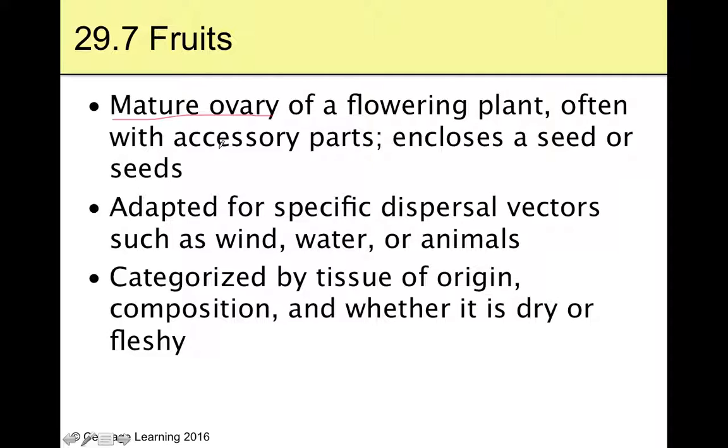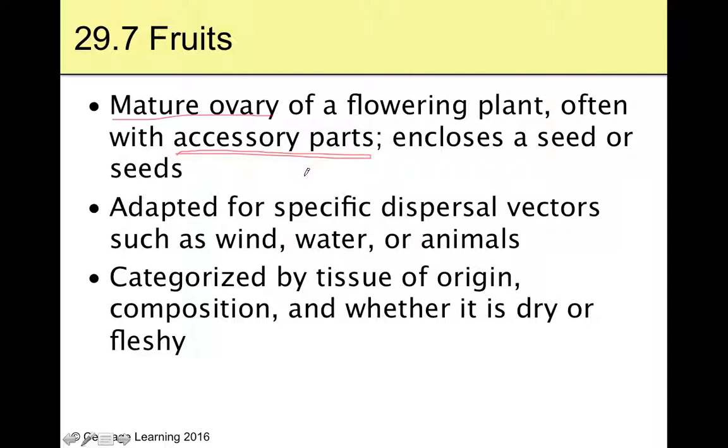These often have accessory parts. With the fruit, you might still find sepals attached, like with strawberries. You know, those little green leaves. Those are the sepals from when the strawberry was a flower. And they're still there. The stem might still be attached, like in the squash and zucchini. There's an example of those. Sometimes the receptacle can grow very large, and a lot of the fruit can actually be the receptacle. And these are going to enclose the seed or many seeds.